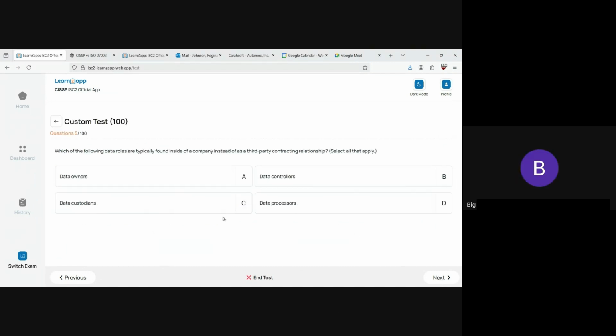What's the next one? Which of the following data roles are typically found inside of a company instead of as a third-party contracting relationship? Select all that apply. A. Data owners. B. Data controllers. C. Data custodians. D. Data processors.